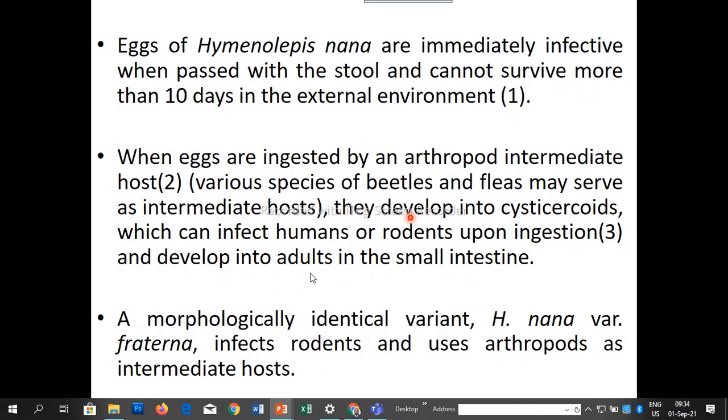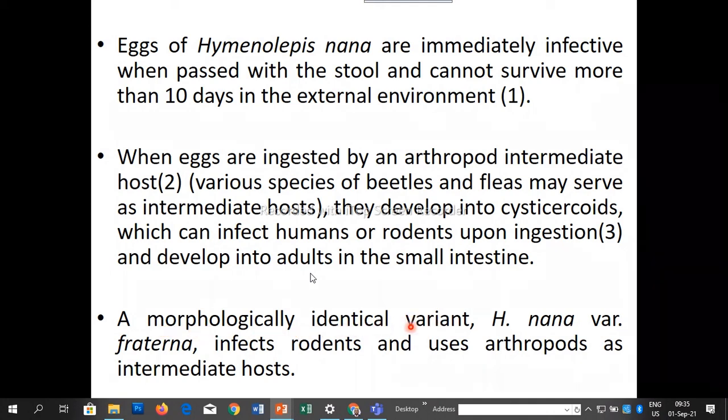So, if I repeat again, eggs of Hymenolepis nana are immediately infective when passed in the stool and cannot survive more than 10 days in the environment. This is different from other cestodes, because Hymenolepis nana has immediately infective eggs, while in the previous ones the eggs are not infective. When eggs are ingested by arthropod intermediate hosts, various species of beetles and fleas may serve as intermediate host and they develop cysticercoids, which can infect human or rodent upon ingestion and develop into adults in the small intestine.